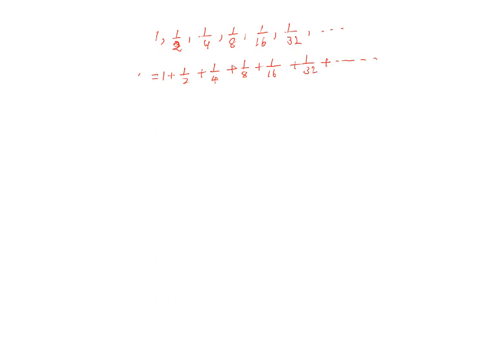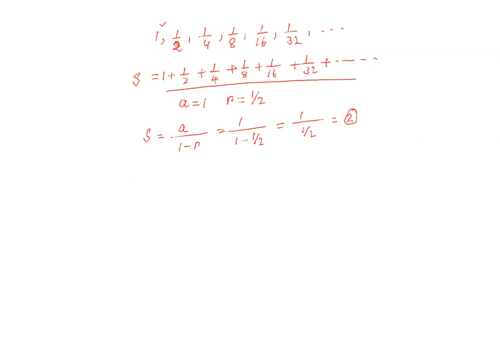If I want to find this infinite sum, that's easy. Your A is 1, the first term. And your R is 1/2, you can see it. So your infinite sum is going to be S is equal to A over 1 minus R. A is 1, 1 minus R, R is 1/2, is equal to 1 over 1/2, is equal to 2. So the infinite sum of this series is actually 2.